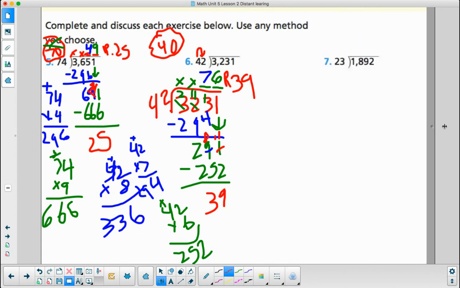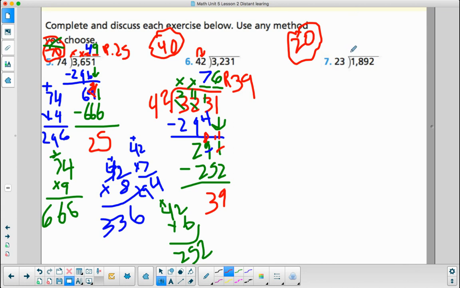Last one. What am I going to estimate 23 as? You're right. The 3 says less than 5, so I'm going to round down. When I round down, my 10s stay the same. What goes down is the 1s go down to 0. So 23 is closest to 20 by tens. If I count by tens, 10, 20, 30, 23 is between 20 and 30, but closer to 20.